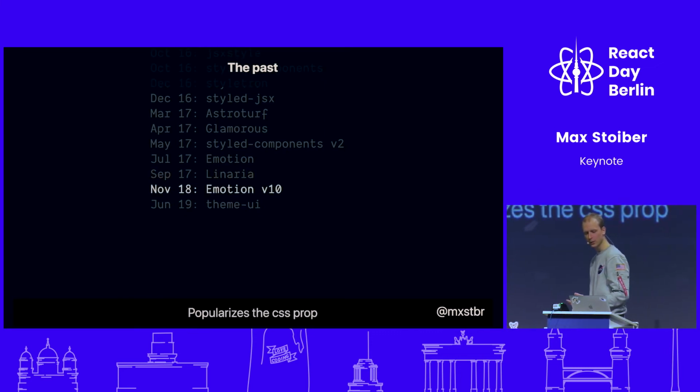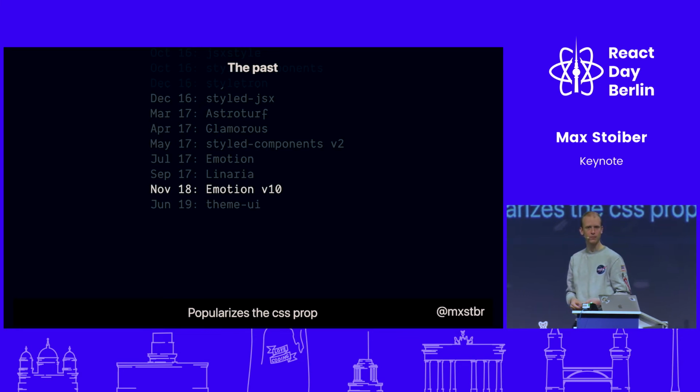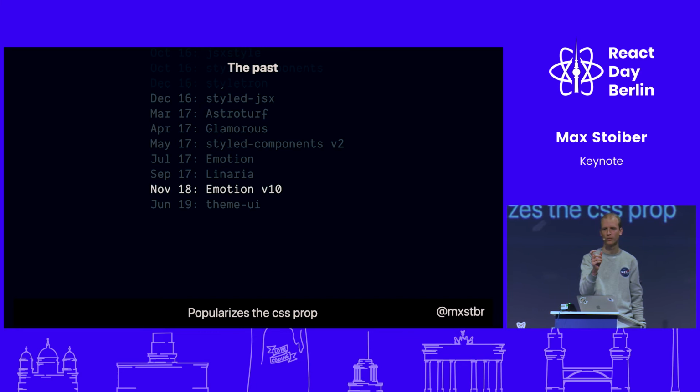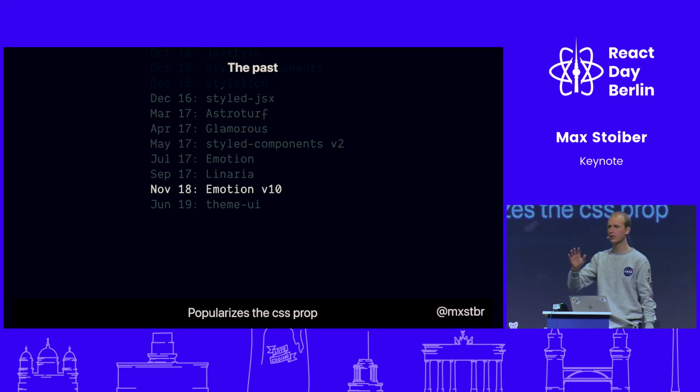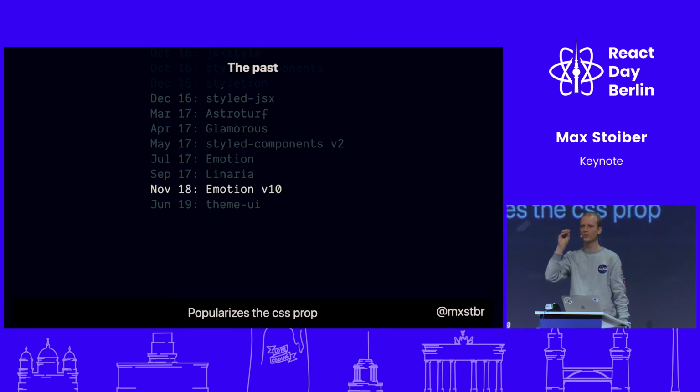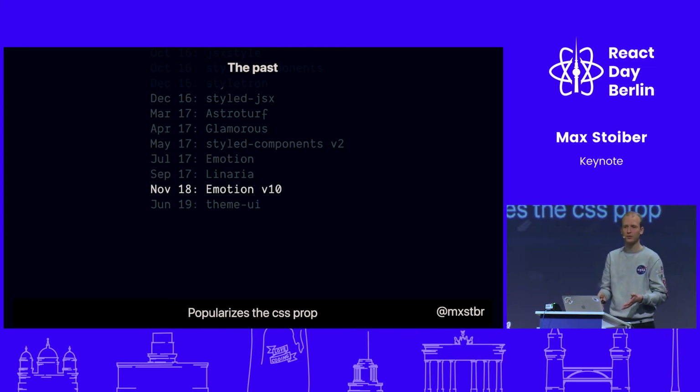In November of 2018, we then got Emotion v10. I call that out because it really popularized using the CSS prop. Kind of similar to Rebass and JSX style, you would write your CSS on every single JSX tag that you wrote. However, rather than using it as props, you have one single prop, the CSS prop, and you would just write your CSS in there. In fact, they introduced it, and afterwards everybody stole it. Styled components now also has support for the CSS prop because it is a great API.